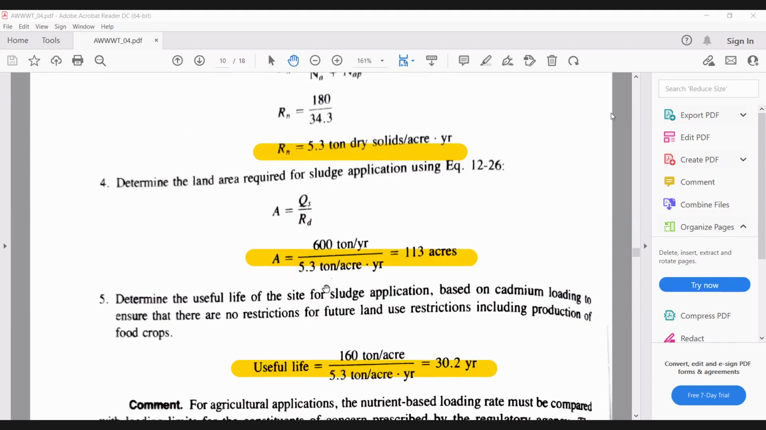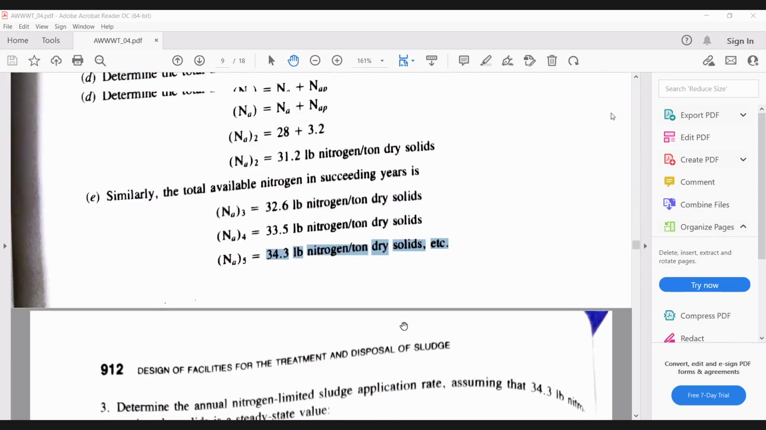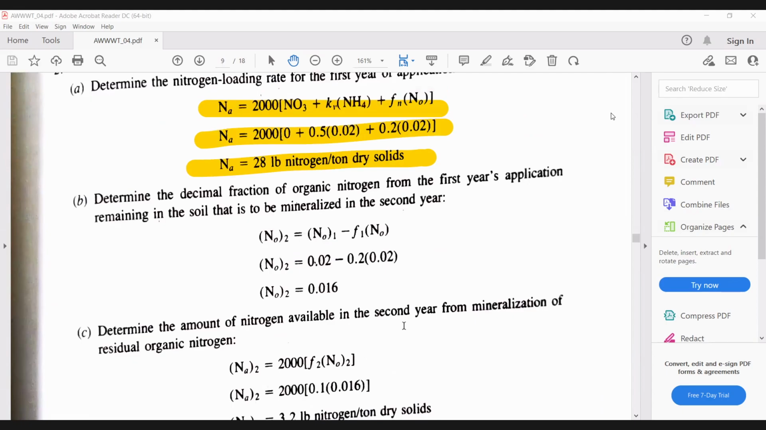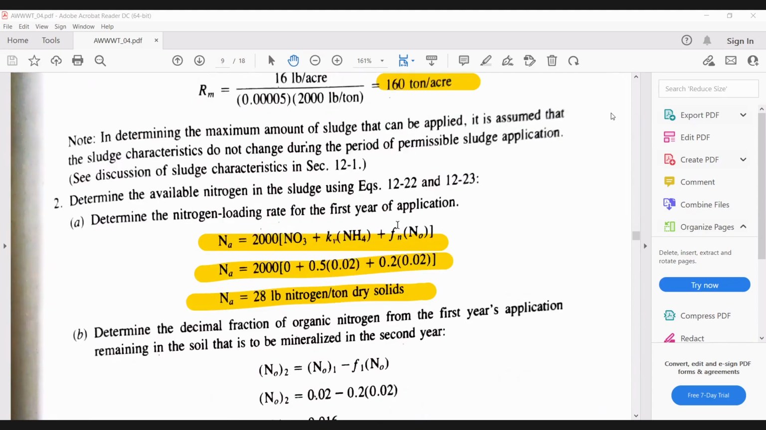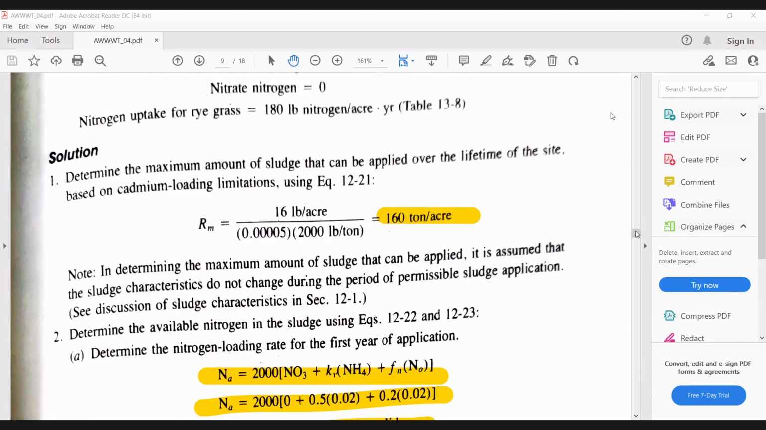Now we know that we need to determine the useful life of the site for such application based on the cadmium loading rate, because nitrogen is the requirement whereas cadmium is the restriction limit. So this useful life is 30.2 years. So let us calculate here. Cadmium is given on the basis of cadmium data, 160 ton per acre.